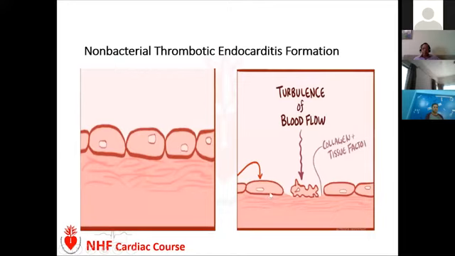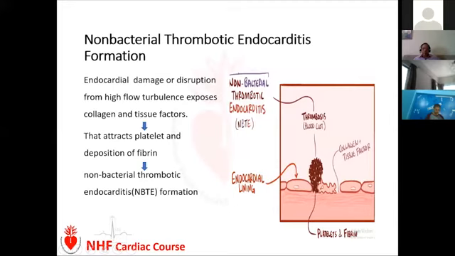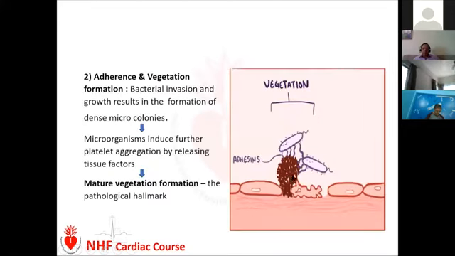Intact endocardial lining is disrupted or damaged by turbulence of blood flow. It exposes tissue factor and collagen that attracts circulating platelets. Later, fibrin deposition occurs, and there is formation of non-bacterial thrombotic endocarditis, or the sterile thrombus. Later, bacteria invade and attach to the sterile thrombus.